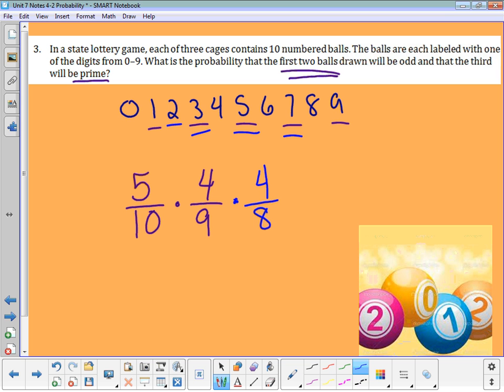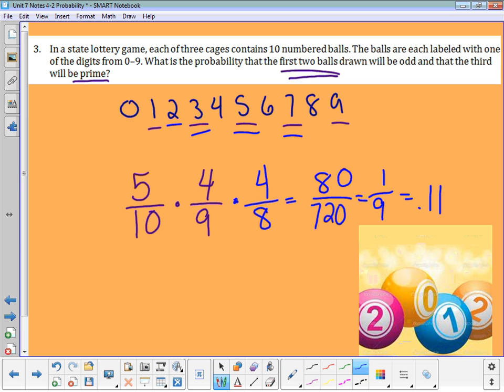Now we're going to multiply all of those together. So we have 5 times 4 times 4, and that's going to give you 80. Then 10 times 9 times 8 is going to give you 720. That fraction reduces to 1/9, and you get a probability of 0.11. Now, this is a more difficult example than I'm going to expect from you, but it's good to explore that a little bit as you're learning this.